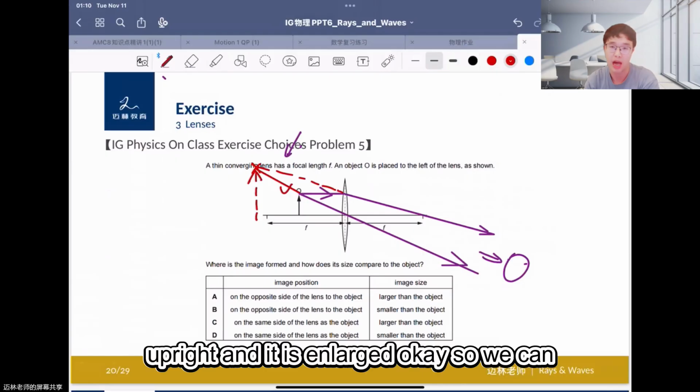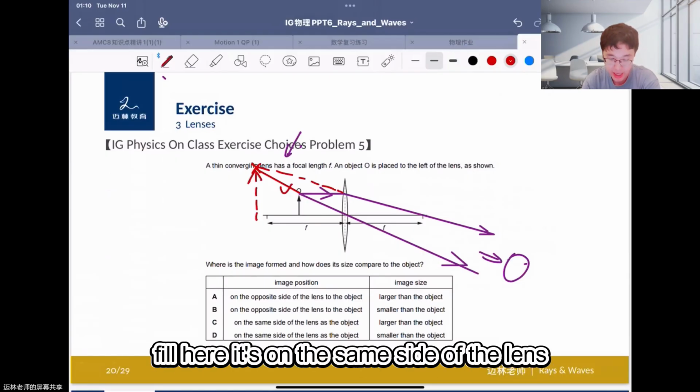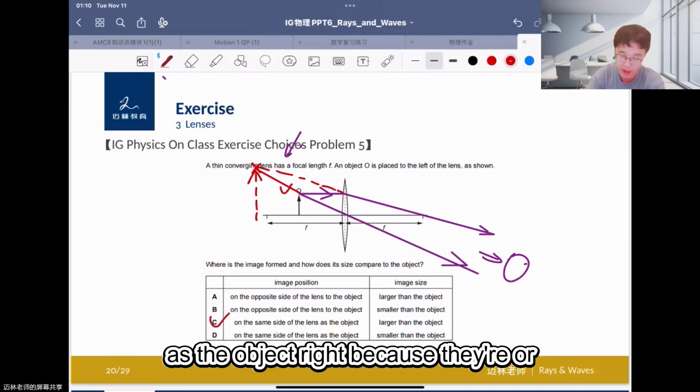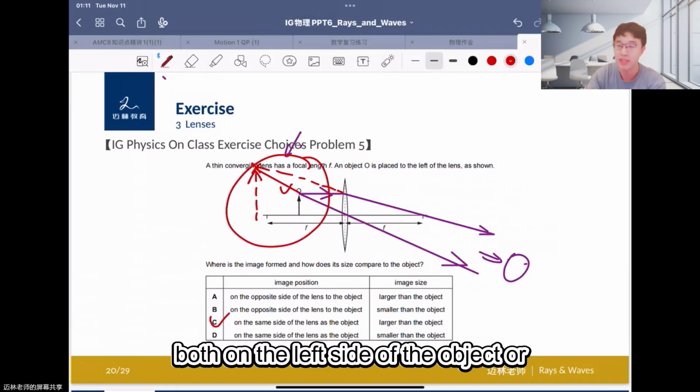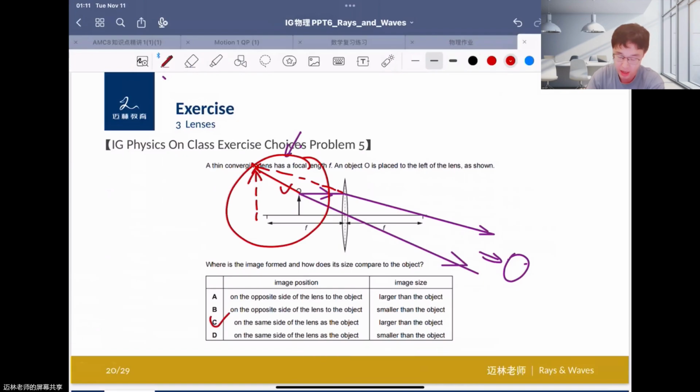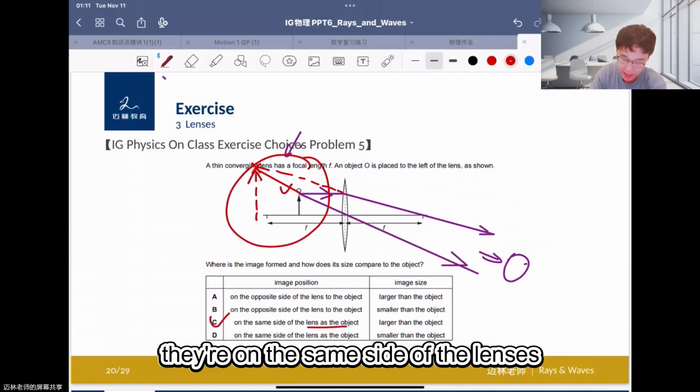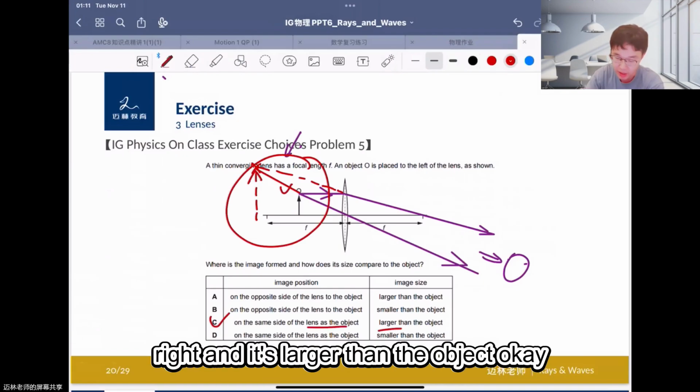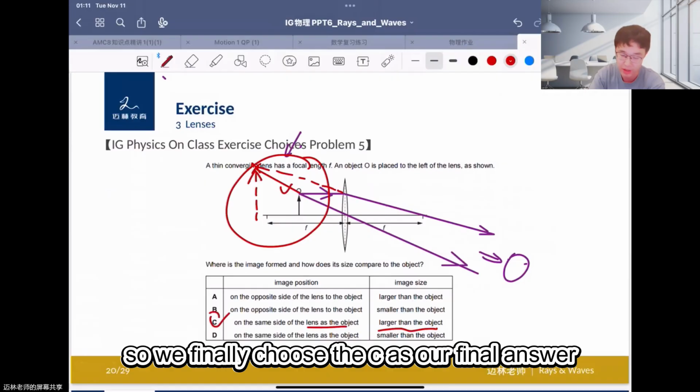And it's upright and enlarged. We can see here it's on the same side of the lens as the object, because they're both on the left side of the lens, right? And it's larger than the object. So we finally choose C as our final answer.